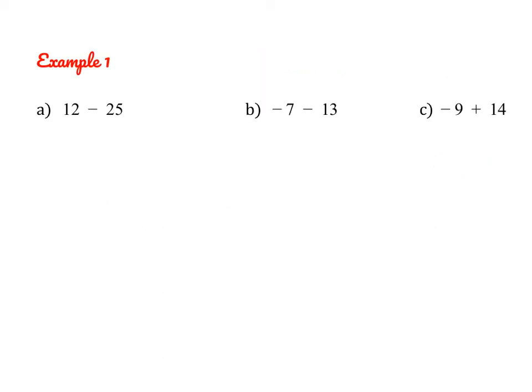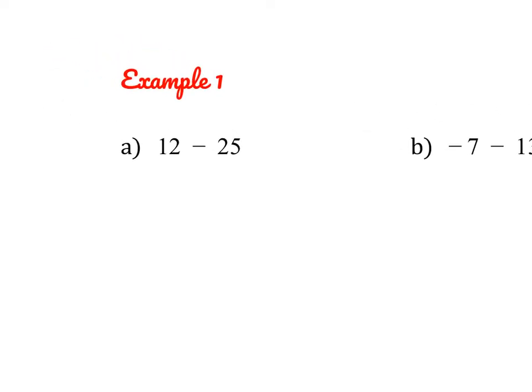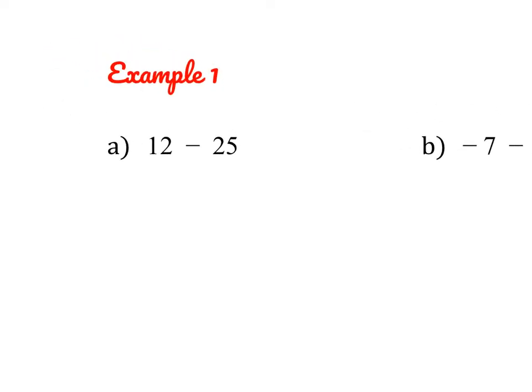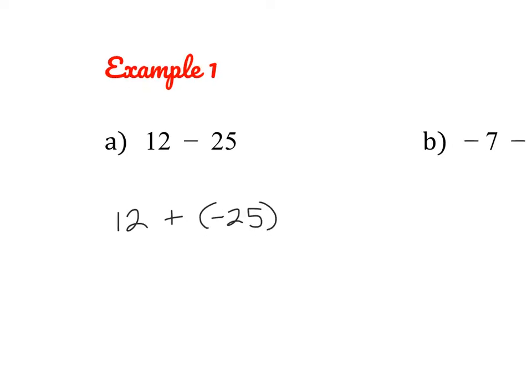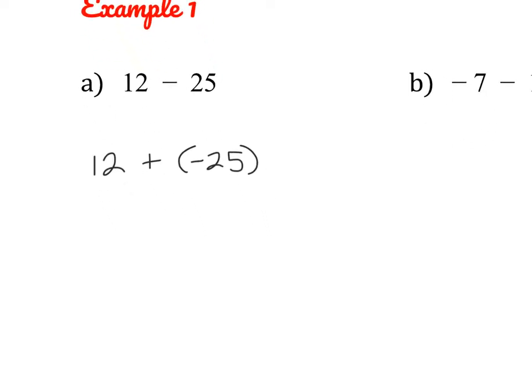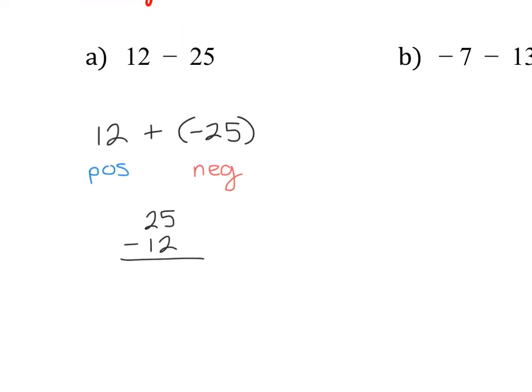All right, so let's try a few together. For this first one, 12 minus 25. The first thing I'm going to do is rewrite my expression as 12 plus negative 25. So I can see that 12 is positive and 25 is negative. That's step 1, determine the sign. Now step 2 tells us that if the signs are different, which they are, we're going to subtract the values.